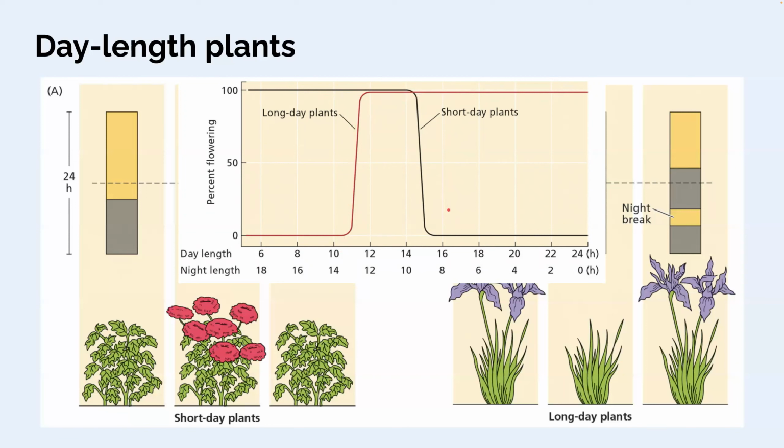Find out exactly what length of day they're measuring. And this is a response that can be tweaked by the plant as selection goes on. So kind of figure out the right time for it to flower.